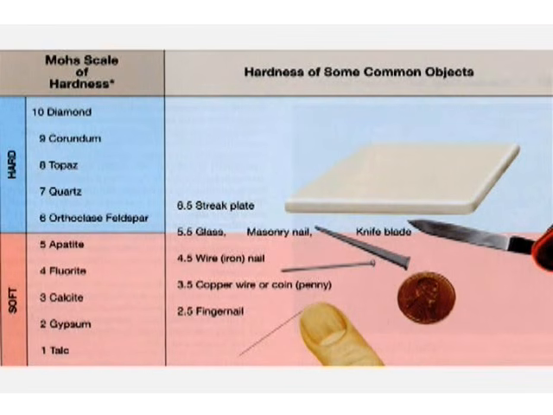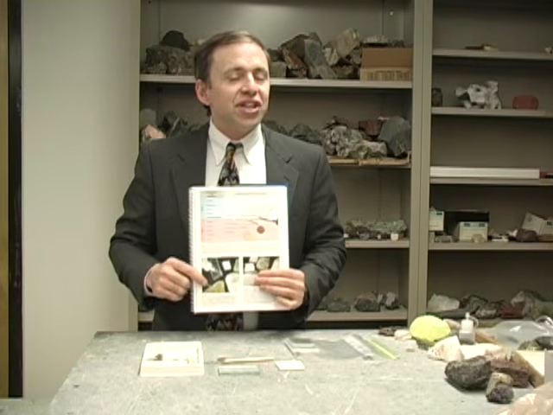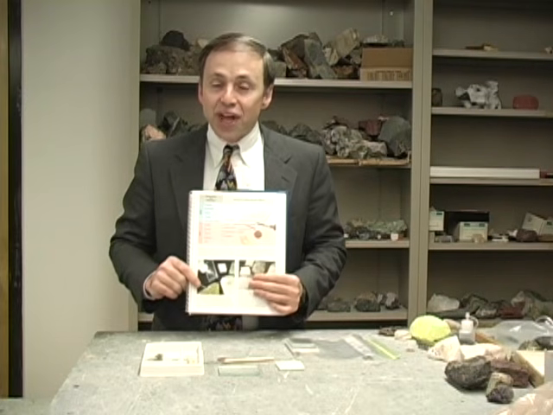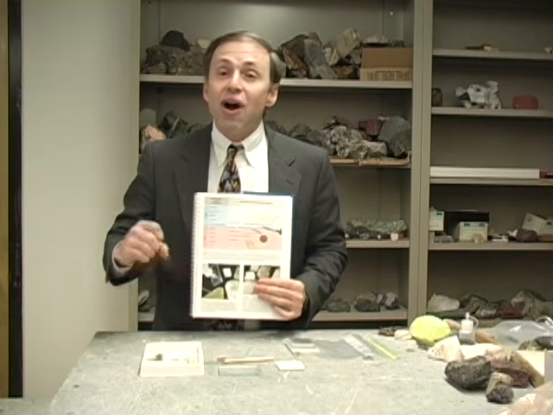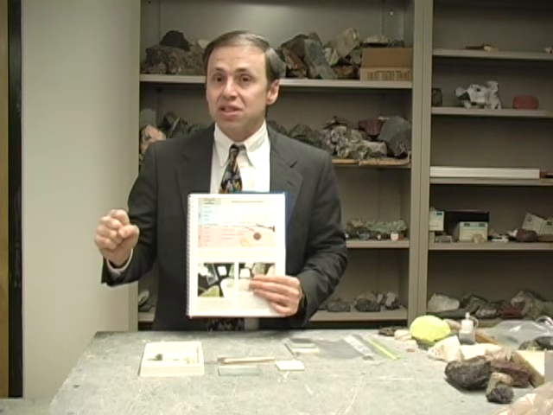You'll notice that the hardest mineral on the Mohs hardness scale is diamond. If you try to smash a diamond with a hammer, it will smash. However, nothing will scratch it. And so it's the resistance to scratching.